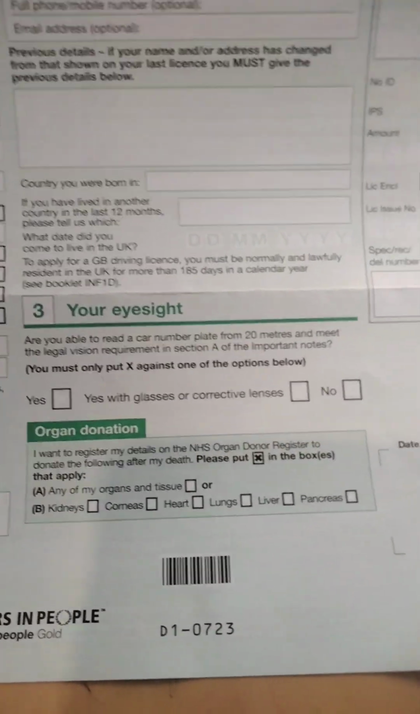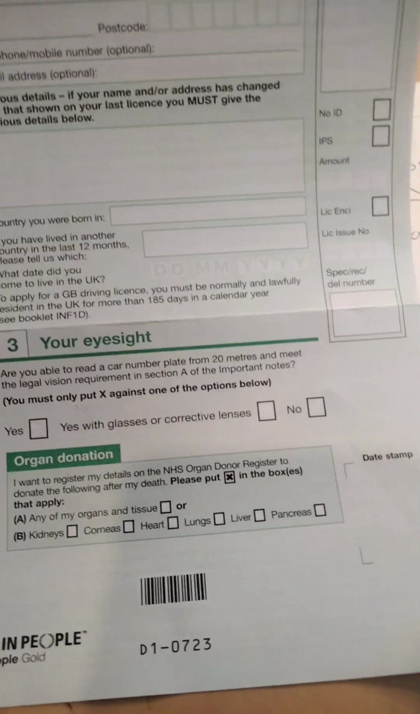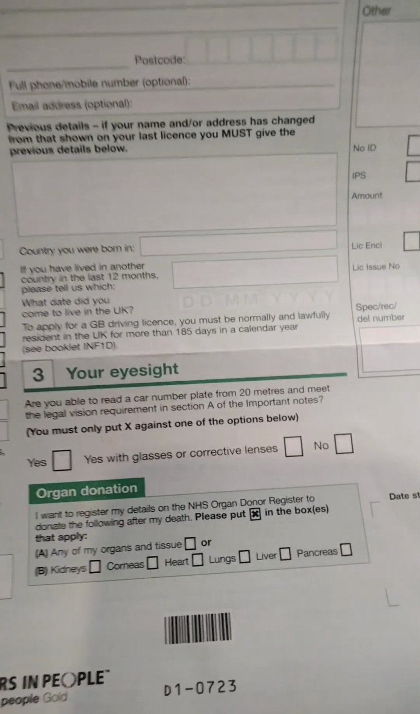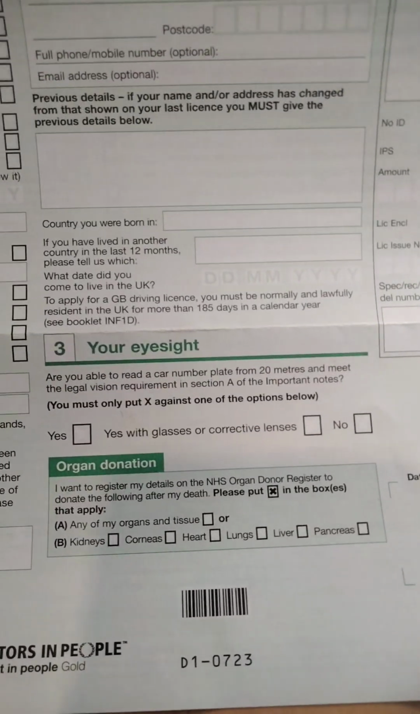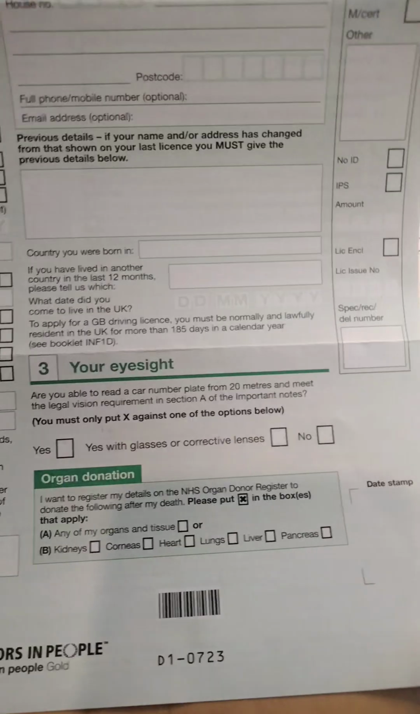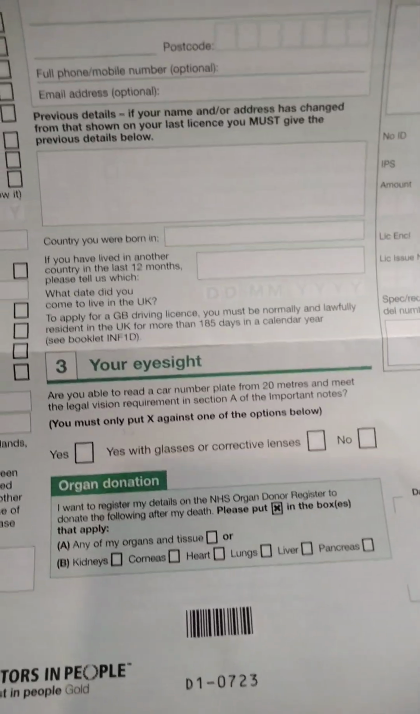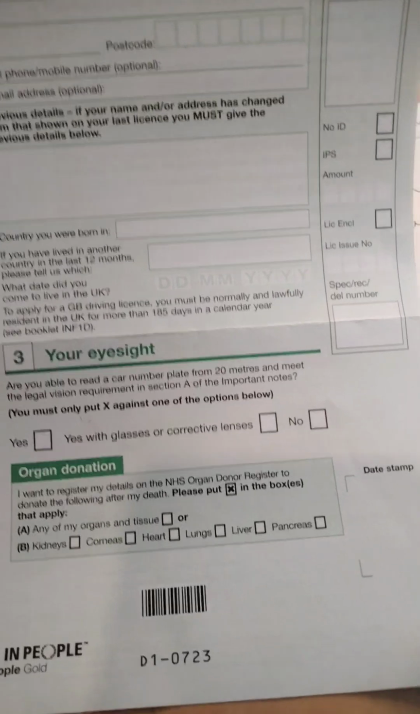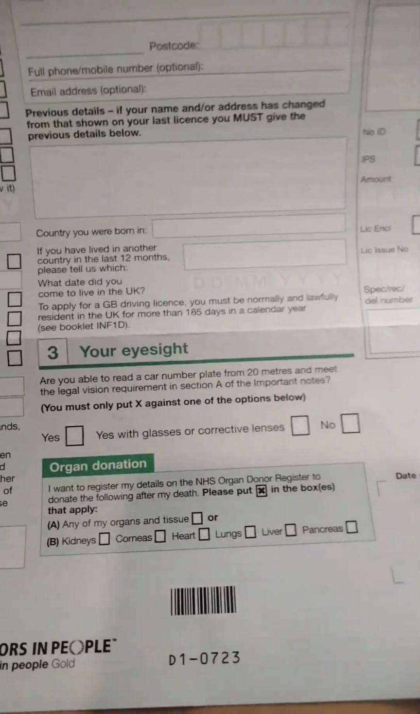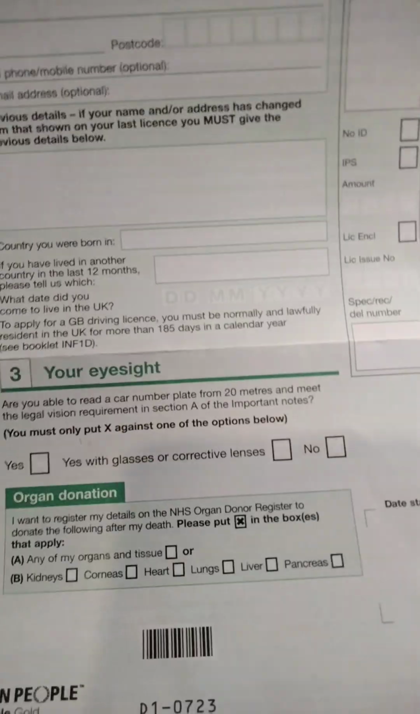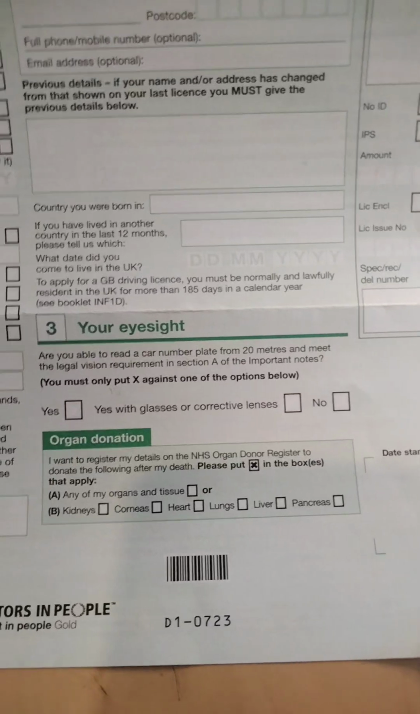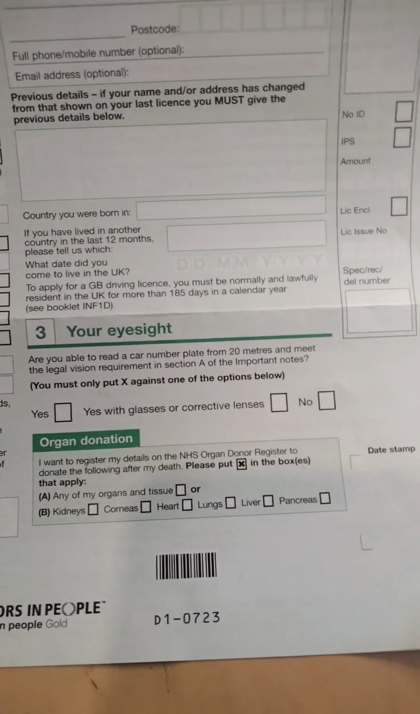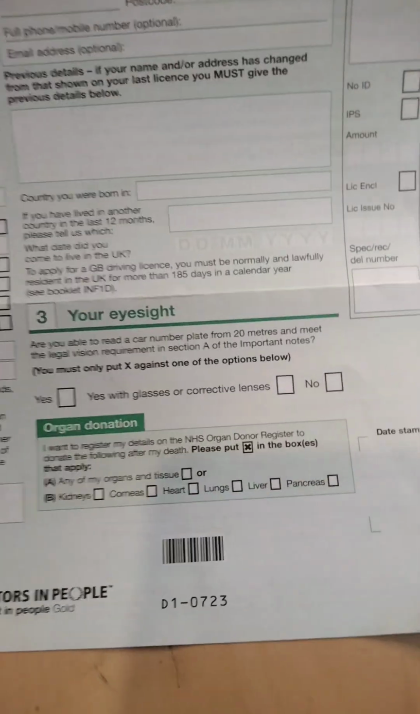So this works like, let's say I die, I've got an accident, and both my legs are cut off and I bleed to death, and my lungs are still okay, they are healthy, my liver is healthy, my kidneys are healthy, my heart is healthy. I can put that down in case of any sudden death. Please, you can take the kidney, the corneas, the eyes, the heart, the lungs, the liver, or the pancreas.